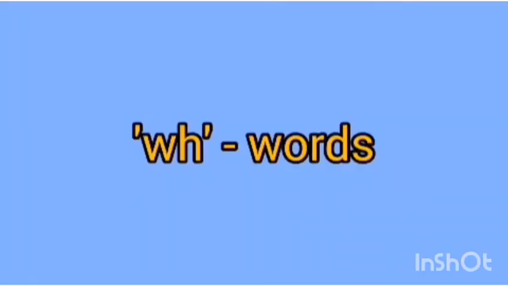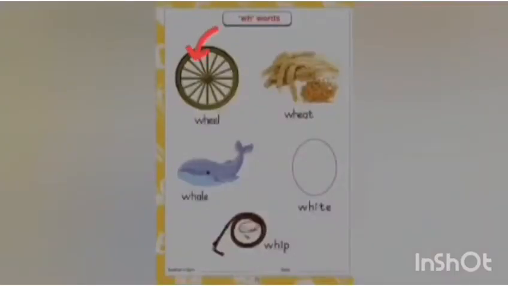W-H words, and the sound of W-H is w. W-H-E-E-L, wheel. Wheat, wheat. Whale, whale. White, white. Whip, whip.